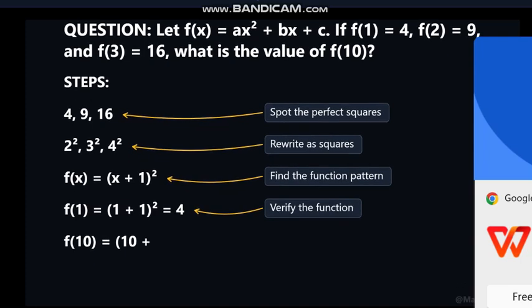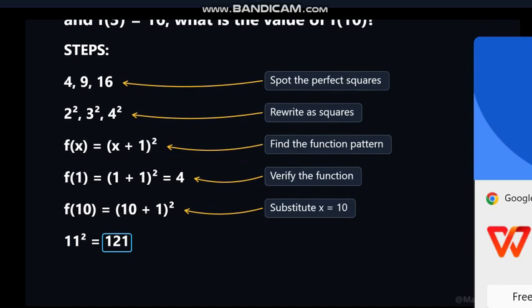f(10) equals (10 plus 1) squared. Substitute x equals 10. 10 plus 1 is 11, and 11 squared is 121. Final answer.